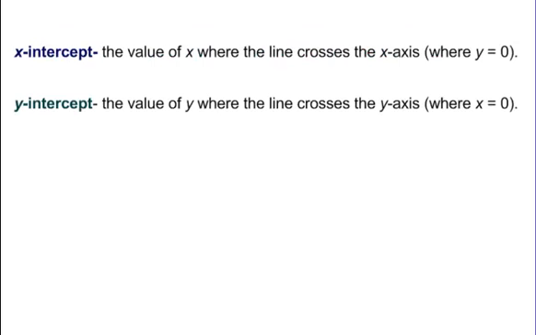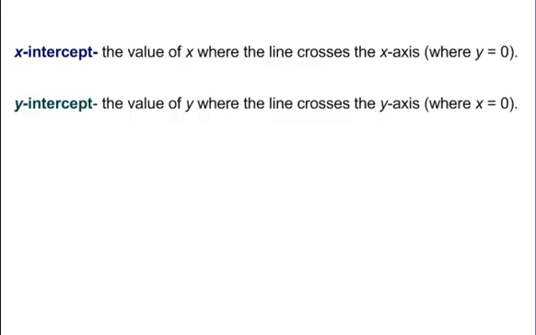All right, let's start with a couple definitions. First definition, x-intercept. You guys have dealt with these before, but just to reiterate, the x-intercept is the value of x where the line crosses the x-axis, where y equals 0. I'm going to show you this in a second. So make sure you write that down.